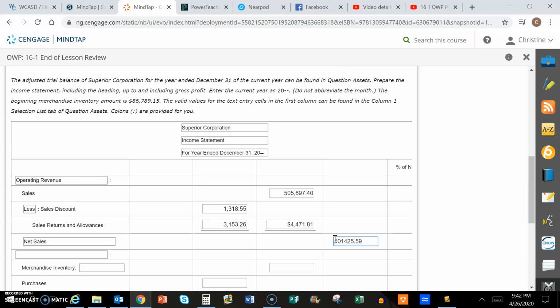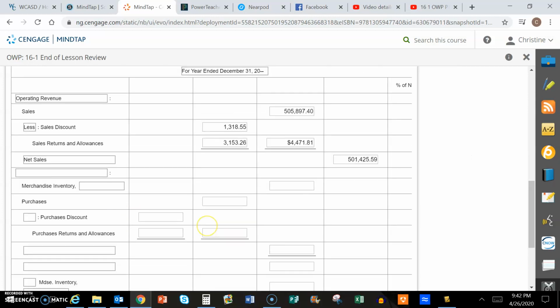Hopefully I did my math correctly. Okay, so that's your sales section. Then we have the cost of merchandise sold section. So how much did it cost us to buy the stuff that we bought in order to sell? So cost of merchandise sold.